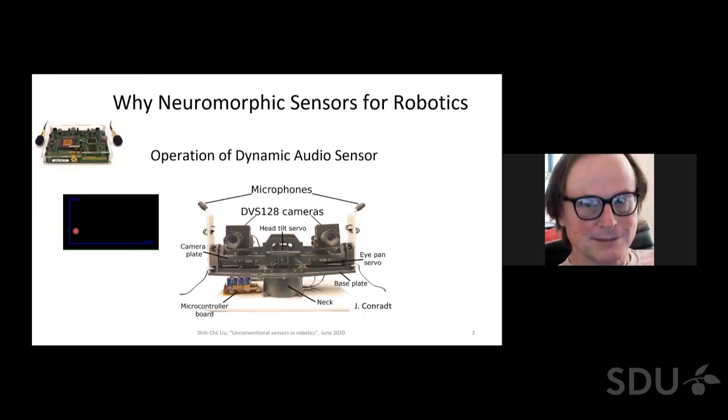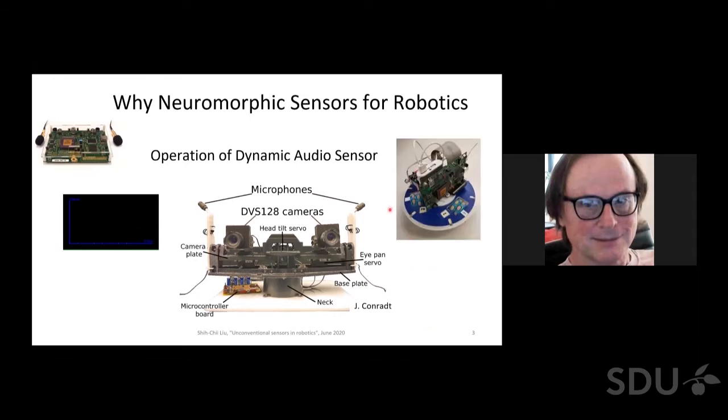Now, what we want to do is, of course, put the sensors on a robot platform. This is a robot head that was built by Jörg Conradt at KTH Stockholm. We also tried putting the sensor on this Omni robot that he built. Here you can also see the dynamic audio sensor board. I'll tell you a little bit about the experiences that we had when we used the sensor.